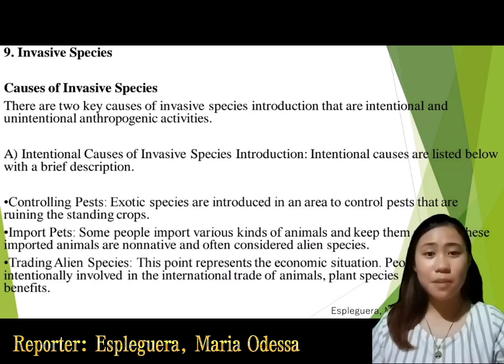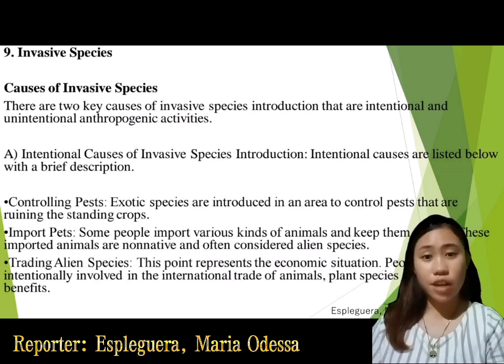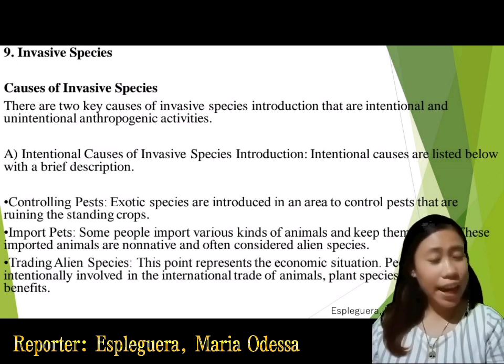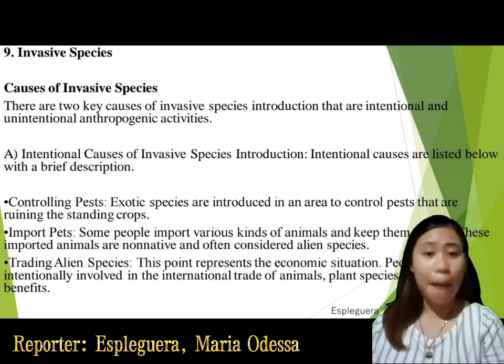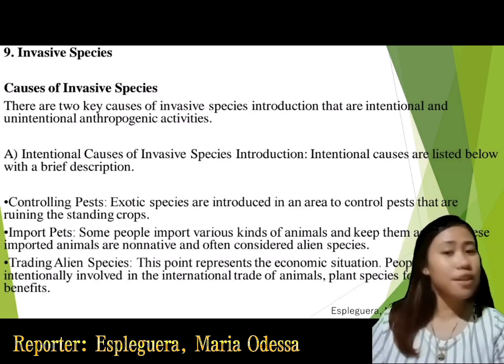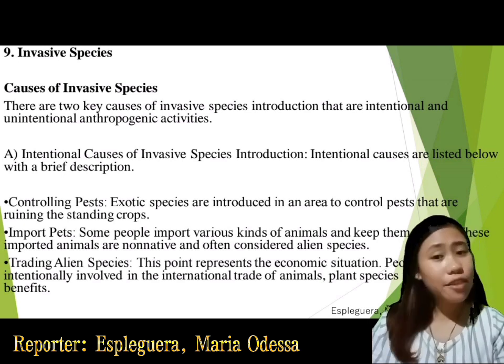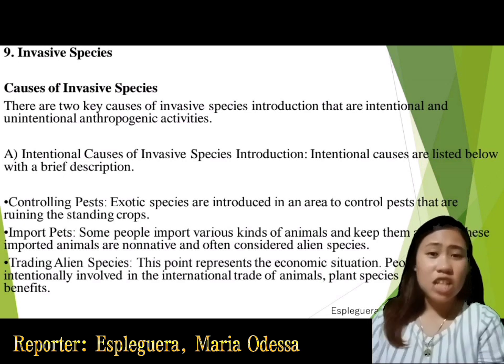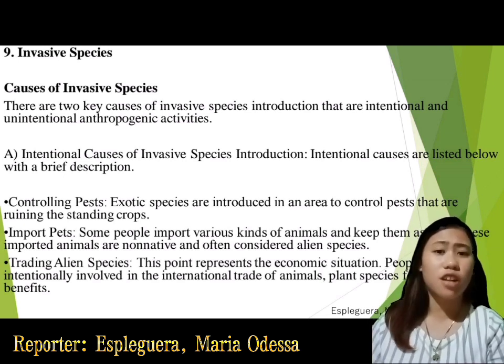So in this point, it represents the economic situation. People are intentionally involved in the international trade of animal and plant species for economic benefits. So the invasive alien species introduced and or spread outside their natural habitats have affected native biodiversity in almost every ecosystem type on Earth and are one of the greatest threats to biodiversity. So the problem continues to grow at great socio-economic, health, and ecological costs around the world.